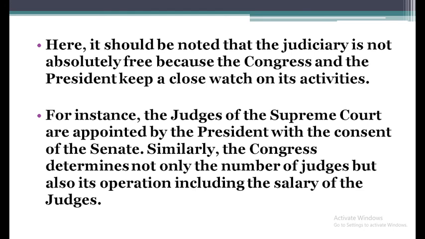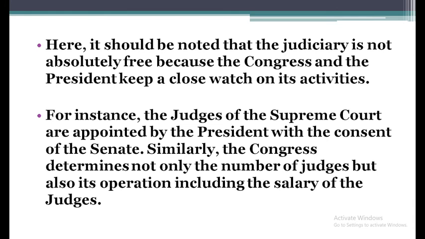And again, this appointment should be with the consent or with the advice of the Senate. Similarly, the Congress determines not only the number of judges, but also its operation, including the salary of the judges. In the Constitution of the United States, there is no mention of a fixed number of Supreme Court judges. This number of judges should be determined by the Congress. At present, the Supreme Court of the United States has 9 judges, 1 Chief Justice and 8 Associate Judges.